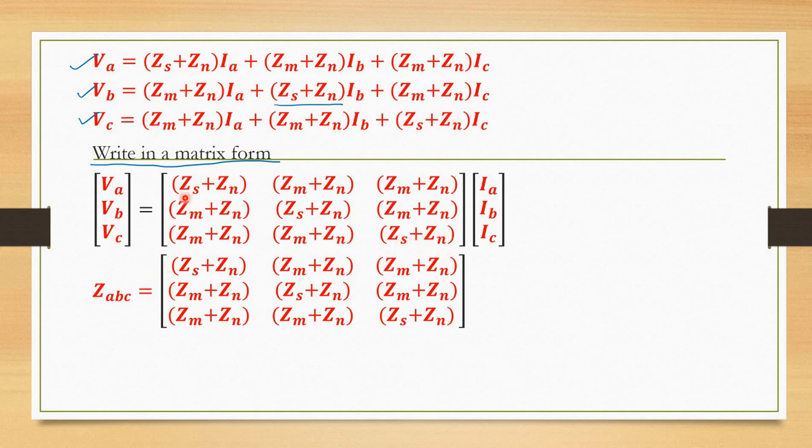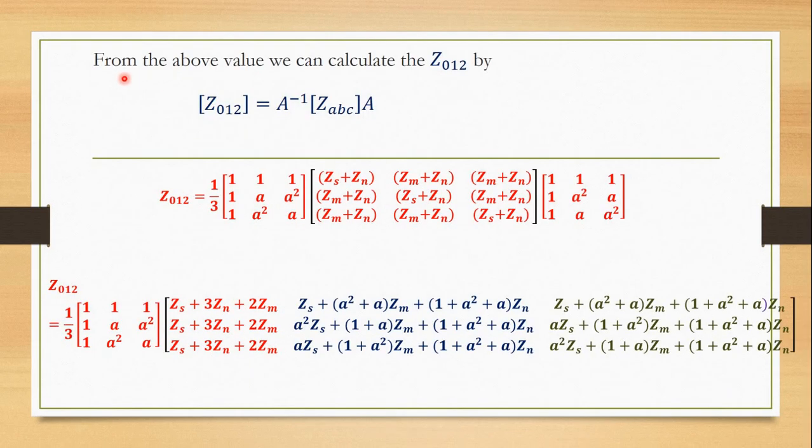And next, I have to separate this Z matrix. So ZABC is Zs plus Zn, Zm plus Zn, Zm plus Zn, then Zm plus Zn, and so on. I have to write it like this. From the above value, we can calculate Z012 by Z012 equal to A inverse ZABC into A.